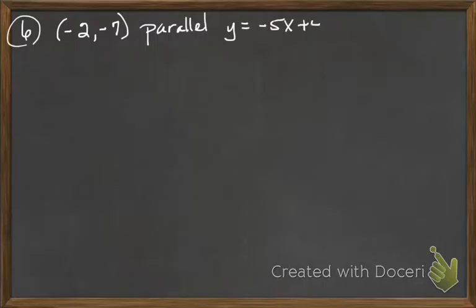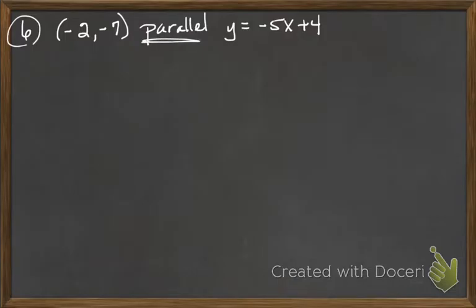So in number 6, they're saying, write an equation of a line that passes through the ordered pair -2, -7, and is parallel to the line with the equation y equals -5x plus 4. So this time they're taking what was on the graph in example 2 and they're just putting it into a little sentence for your problem. So you're trying to write an equation that passes through the point -2, -7 and is parallel to the line that has the equation of y equals -5x plus 4.